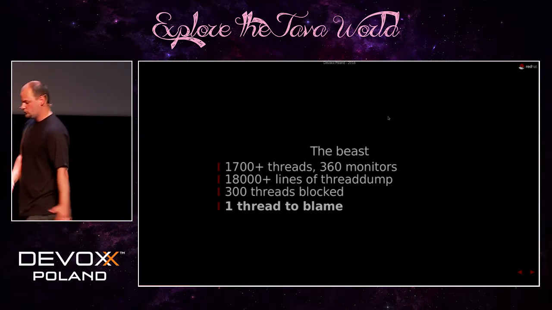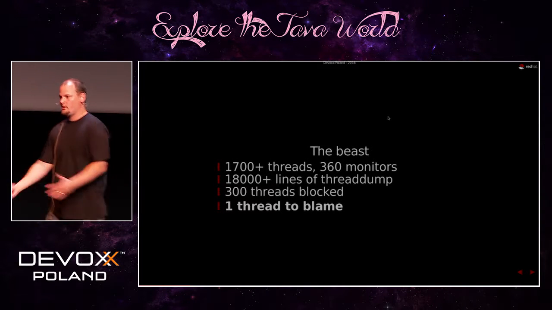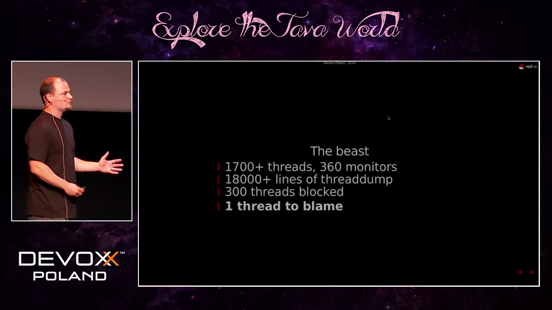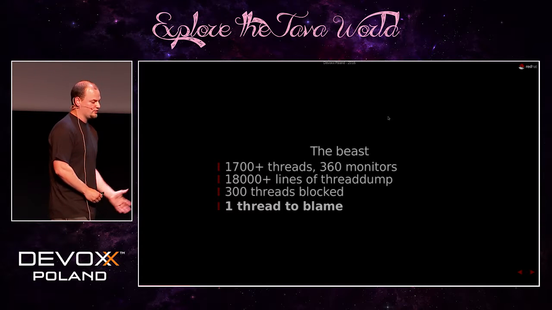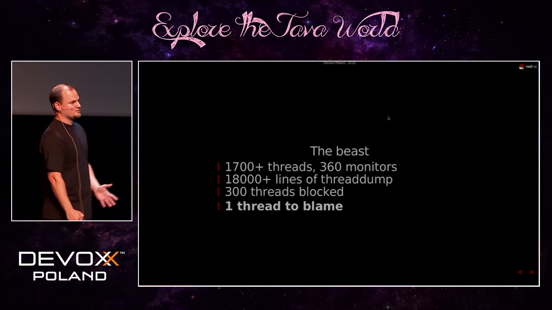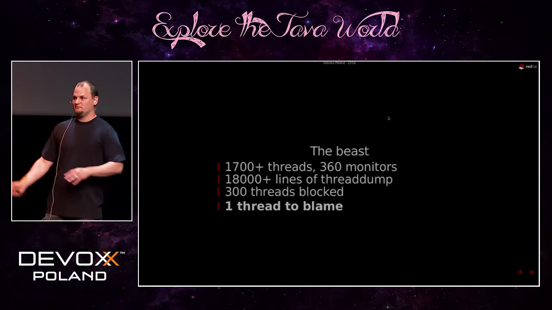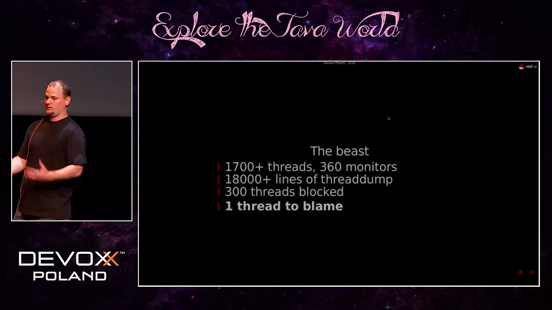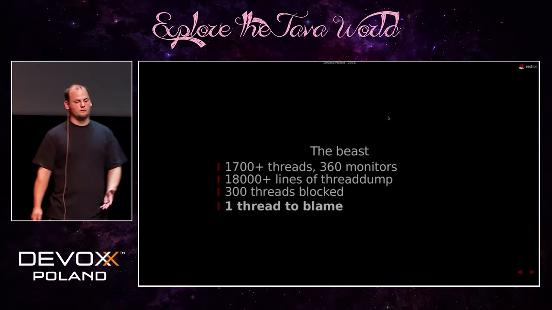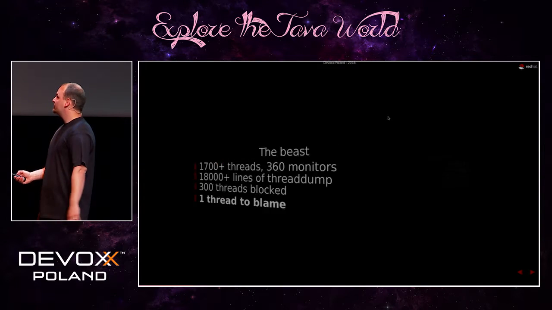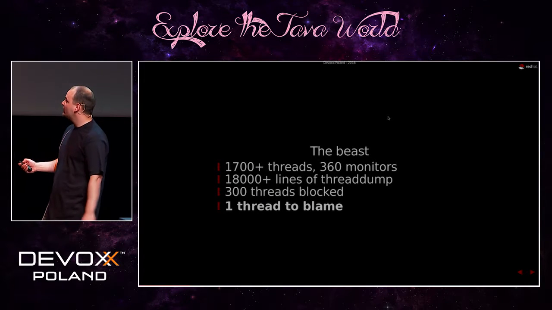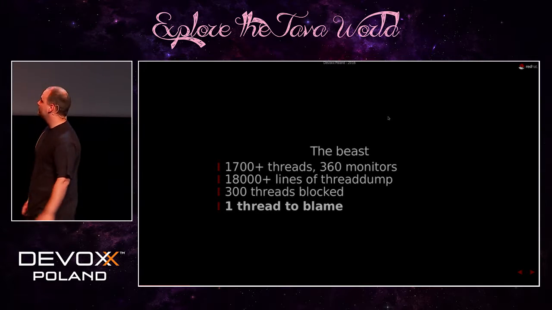What problem am I going to talk about today? Me and my team are taking care of a rather large deployment, and we tend to investigate quite large thread dumps. This is a particular incident that happened, and we usually have thread dumps with up to 2,000 threads in them. Without any automation, it's really a waste of time to even try to find out something in there. You can see that in this case, it was 1,700 threads, quite a lot of lines of code.